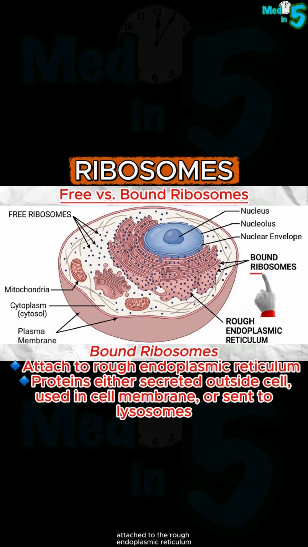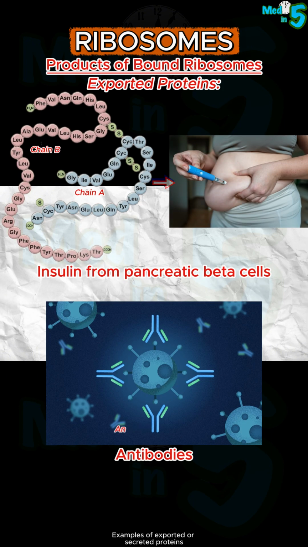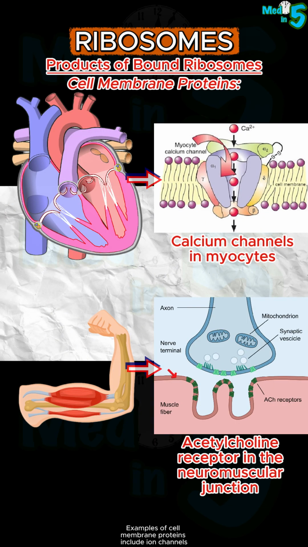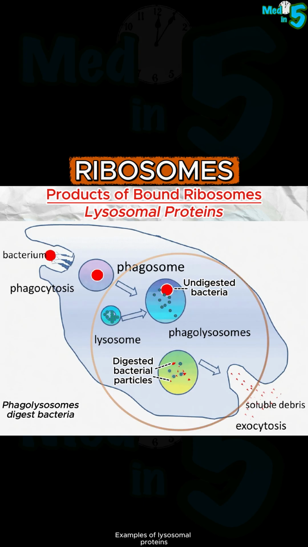Bound ribosomes attach to the rough endoplasmic reticulum and make proteins that are either secreted outside the cell, used in the cell membrane, or sent to lysosomes. Examples of exported or secreted proteins include insulin, which controls blood sugar levels, and antibodies for immunity. Examples of cell membrane proteins include ion channels like the calcium channels that help the heartbeat, and receptors like the acetylcholine receptor, critical to skeletal muscle contraction. Examples of lysosomal proteins include enzymes that digest cellular waste materials.